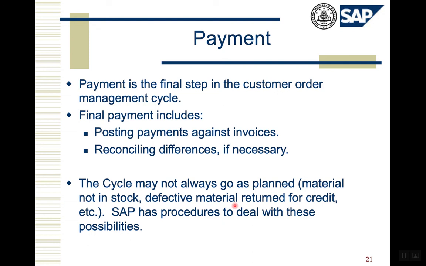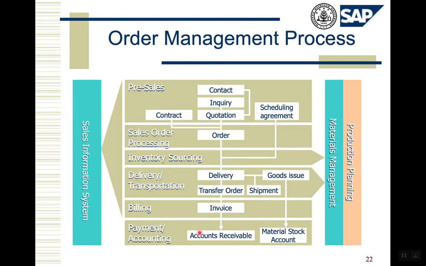All right, and then we also have situations with defective material or material returned for credit. There's a whole set of procedures tied in with the order to cash process around that, the exception processing. So pictorially, this is what is going on.